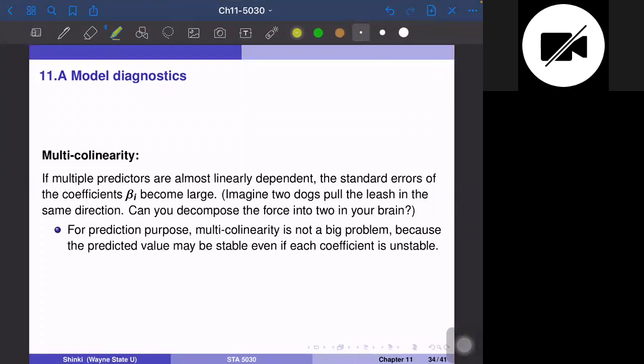Hi, we continue the 11.8 model diagnostics. The model diagnostics are not just plots. Often we have the numerical diagnostics needed. And multicollinearity is the most common numeric problem in model diagnostics for linear models. If multiple predictors are almost linearly dependent, then the standard errors of the coefficients beta i become large.